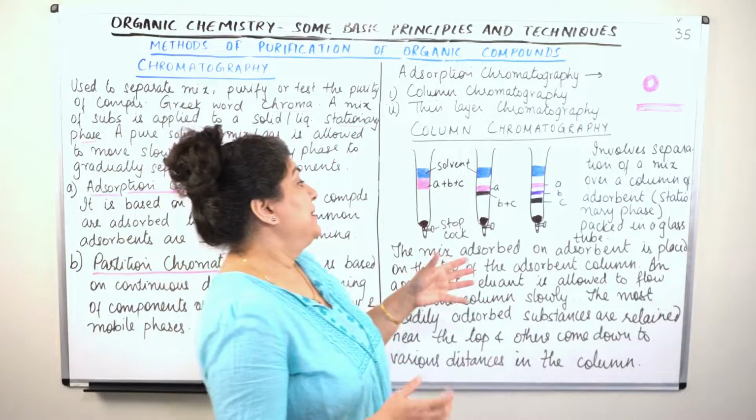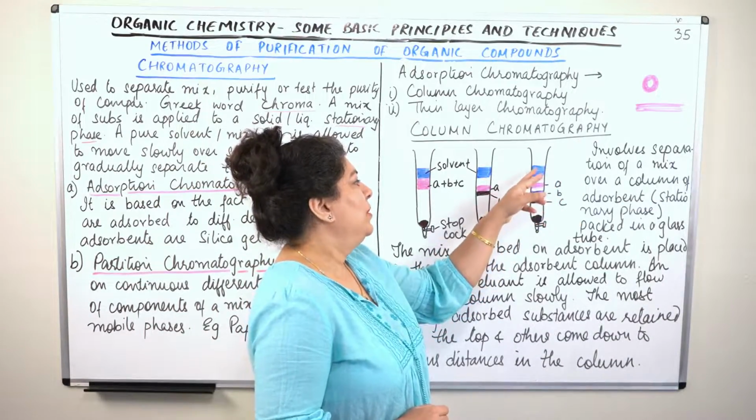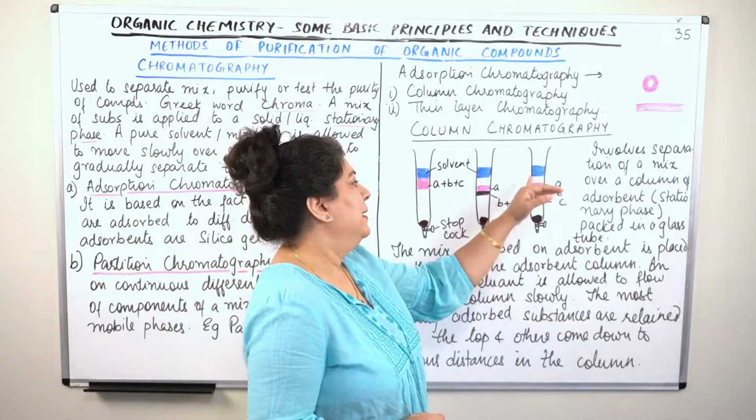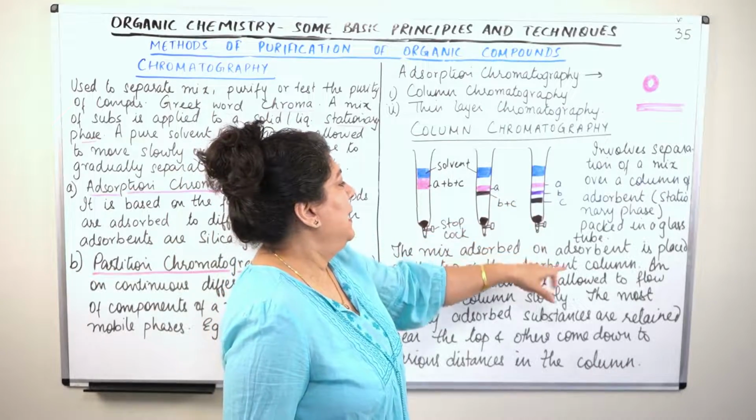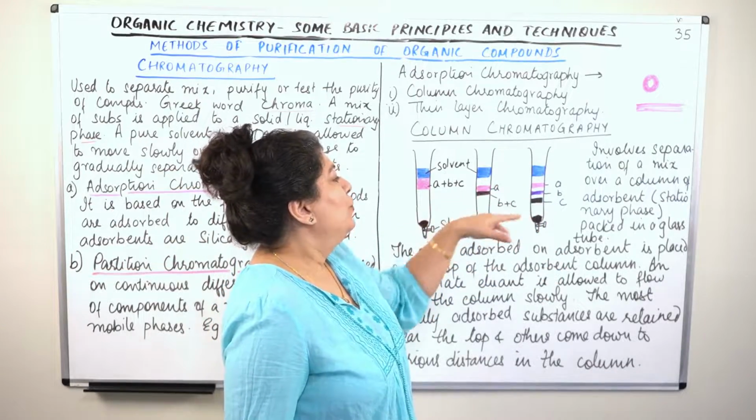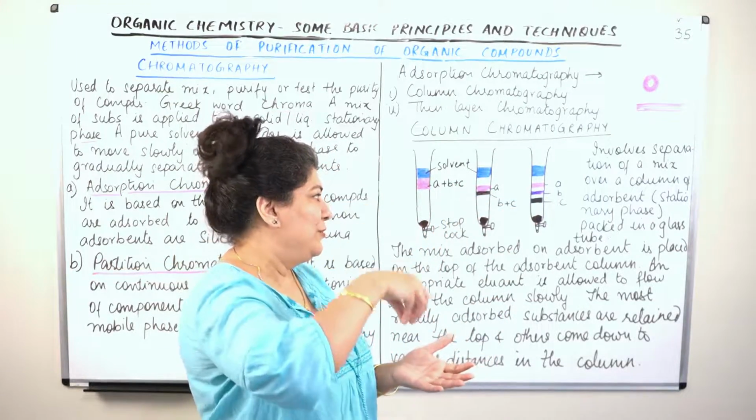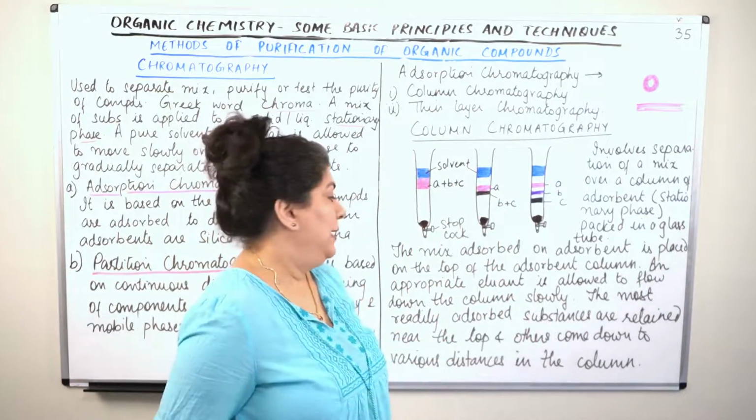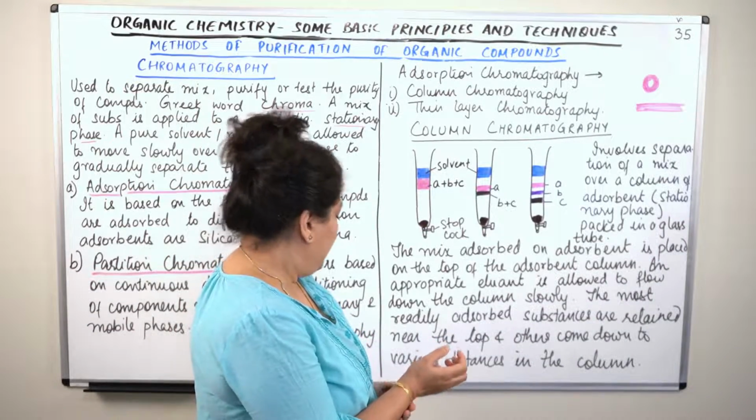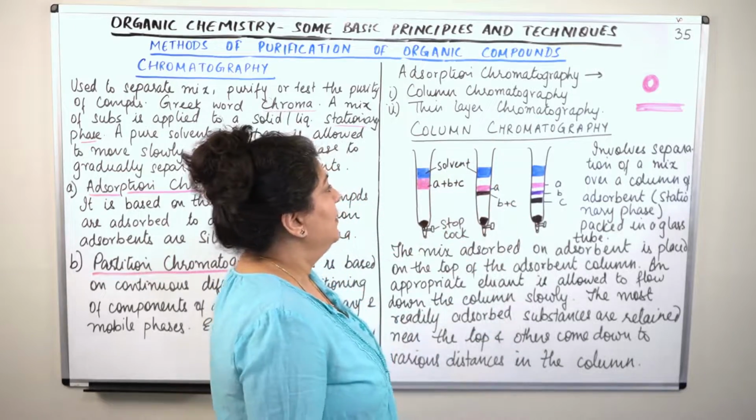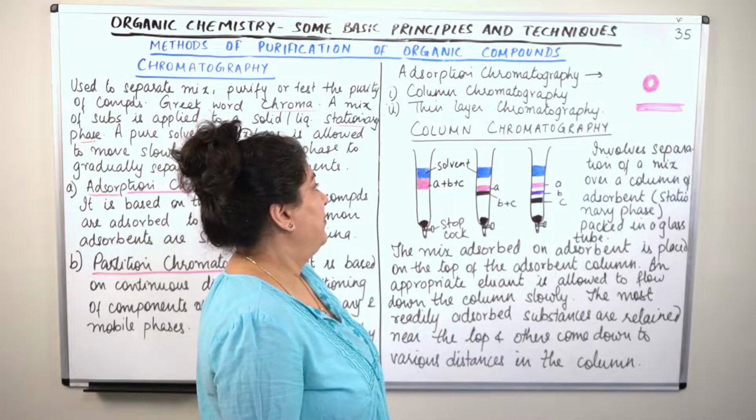So you will choose first the eluent which is not affected by the silica gel, not affected by A. The solvent has been used by then. You can remove it by opening the stopcock. So when you add the eluent, you will collect A, B and C. You would choose to collect C first because that's the lowest. So you'll choose an eluent for C, it will come out, then B, then A. So the substances are retained near the top and the others come down to various distances in the column. And this is known as column chromatography.